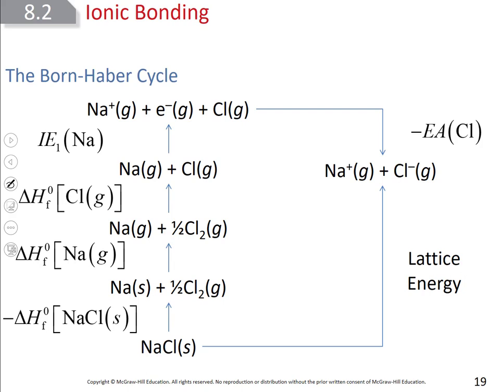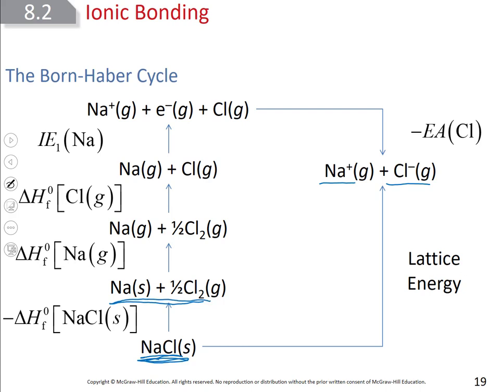So what are those 5 steps? Again, lattice energy is how much energy it takes to go from a solid ionic compound to the individual ions in the gas phase. So this is going to take 5 steps. Each of those steps is going to have an energy associated with it. The very first step is going to be to take this ionic compound and break it apart into its 2 separate elements in their standard states.